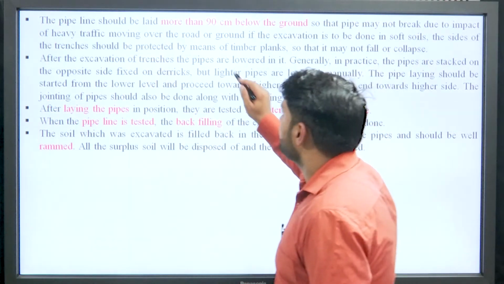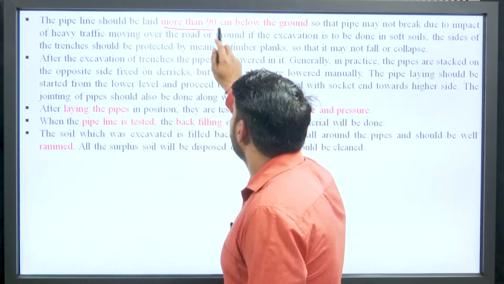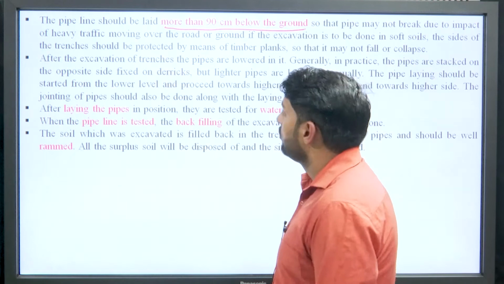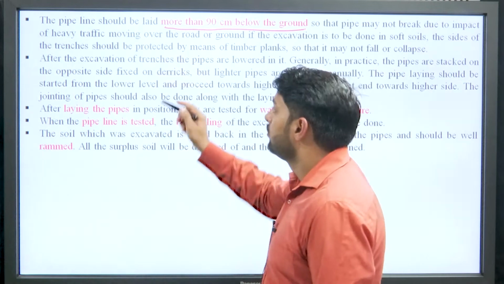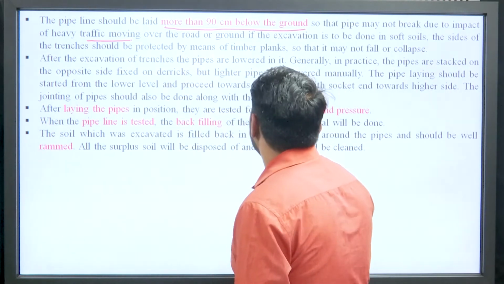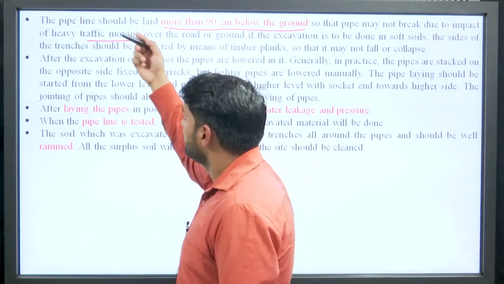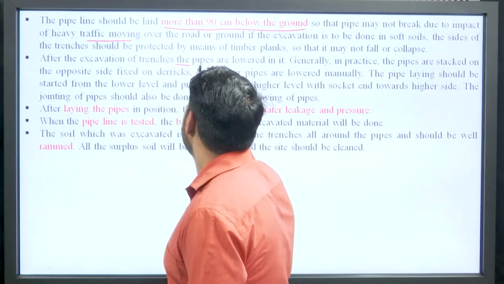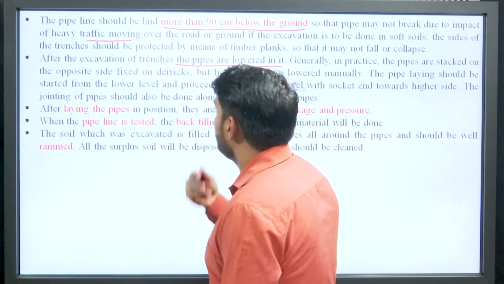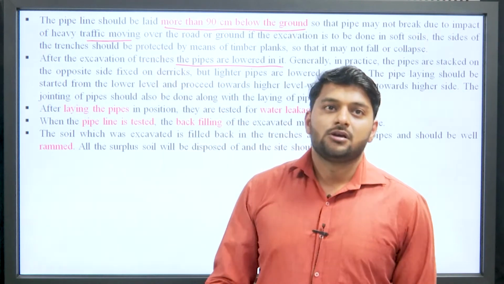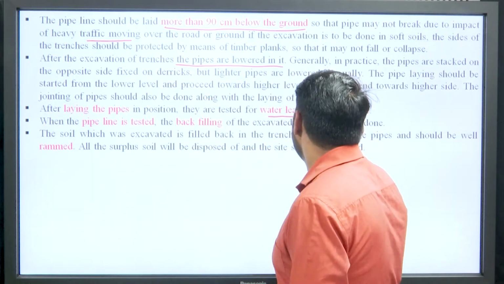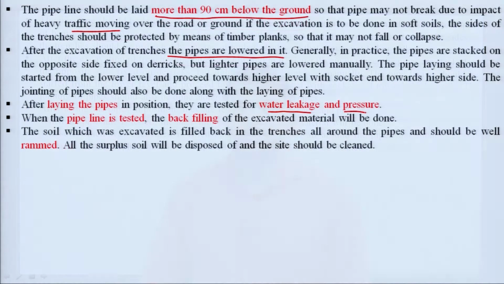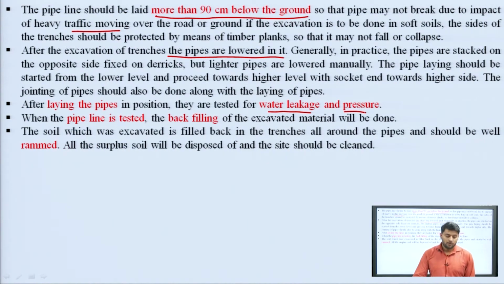Okay. So, next one is the pipe should be laid more than 90 centimeter below the ground. Why 90 centimeter below the ground? Because the impact of traffic load can be minimized. Okay. And after performing the excavation, the pipes are lowered in it, and after getting the pipe lowered, we are simply going to join it, and after joining it, we are going to perform water leakage and pressure test, and after successfully completing the test, basically, we are going to fill the trenches and compact it.